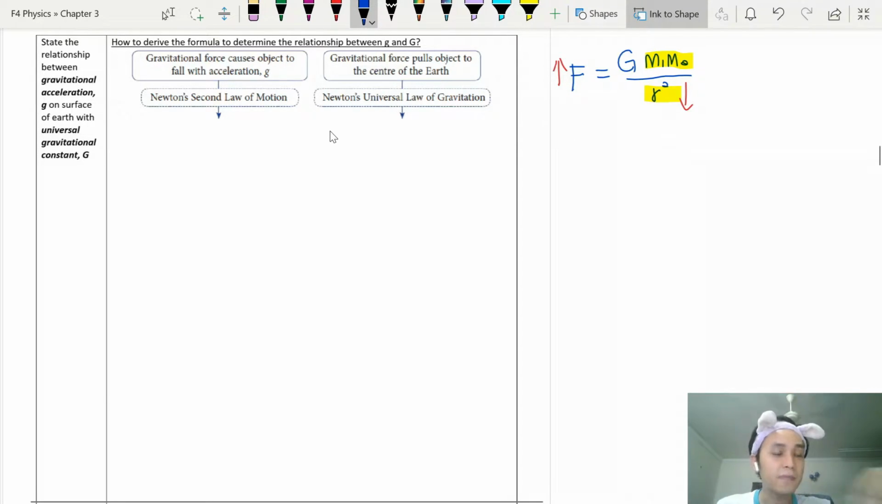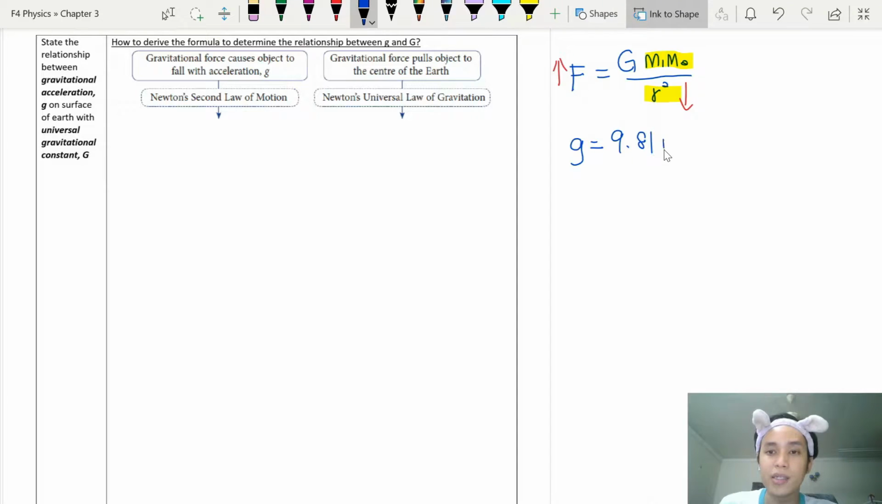Now next part, you are going to go into gravitational acceleration. Previously during Form 2 and Form 3, we already told you that the g value for Earth is fixed, which is 9.81 meters per second squared. So when you do the calculation, you just substitute the value. For now, what you're going to learn is how exactly we get this particular value, 9.81.